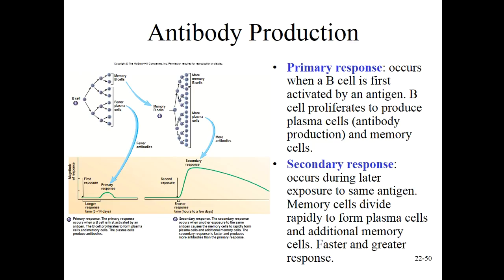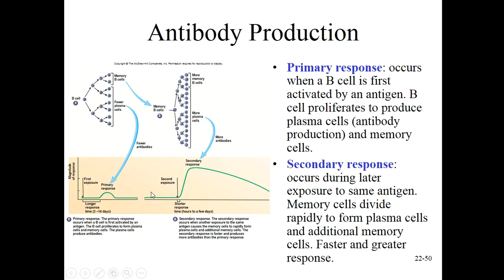Here's the cool thing about the memory cells, ladies and gentlemen. They allow a shorter response time in a secondary response. Here's what I mean. When I was a kid and I got chickenpox, it took me a couple of weeks to really get over it. And although I didn't know it at the time, my primary response to this germ was a moderate production of antibodies. It was enough for me to survive the reaction.